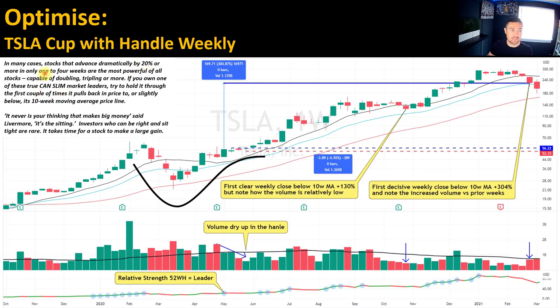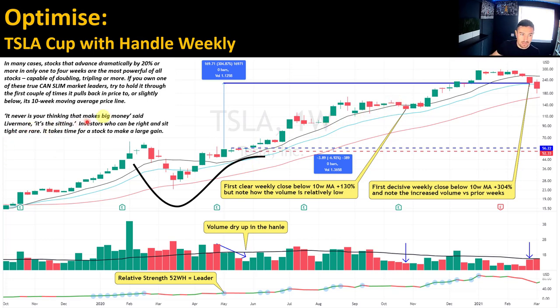dramatically by 20% or more in only 1 to 4 weeks are the most powerful of all stocks, capable of doubling, tripling or more. If you own one of these true CANSLIM market leaders, which Tesla was at this moment in time, try to hold it through the first couple of times it pulls back in price to or slightly below its 10-week moving average price line. So on my charts, the 10-week, when you see these weekly charts, is going to be the black line. It's the 10-week simple moving average.